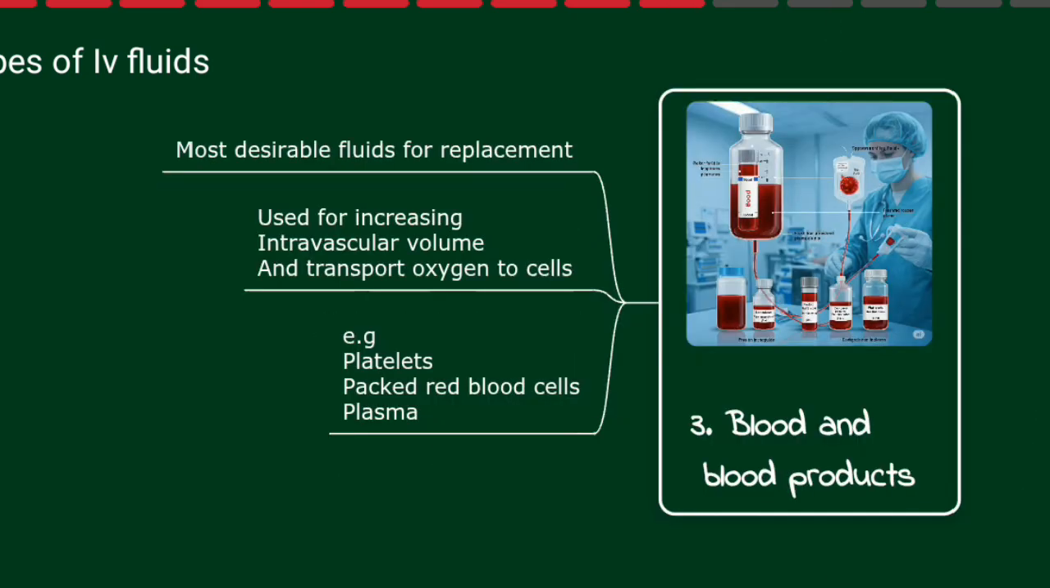Guys, let's talk about the third one here, the blood and blood products. They are the most desirable replacement fluids that we have, used for what? Used for increasing the intravascular volume and transport of oxygen to cells. Examples of them: we have platelets, plasma, and the packed red blood cells.